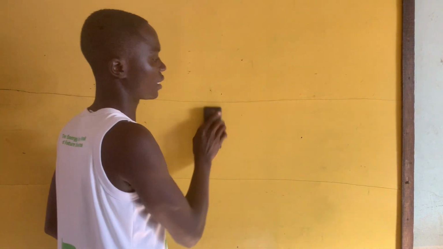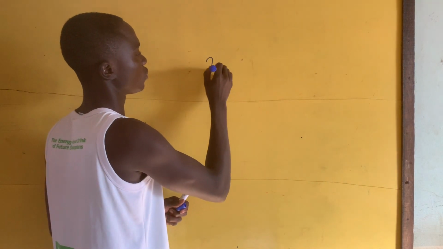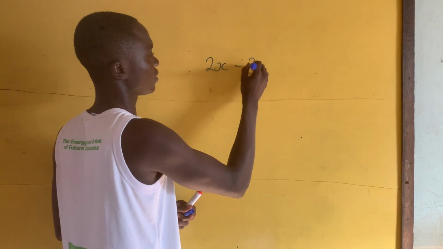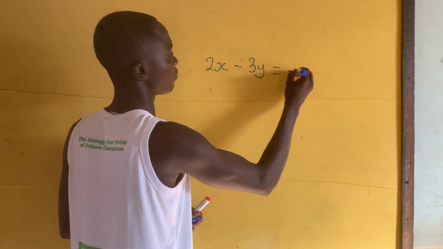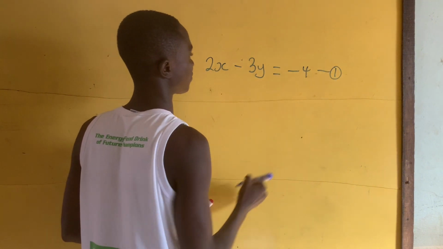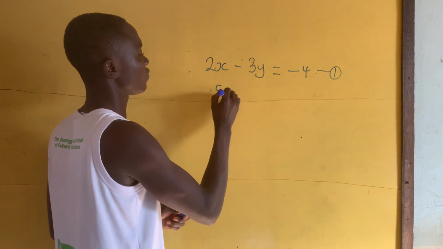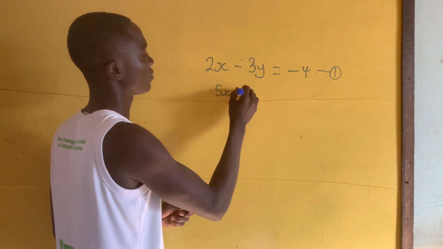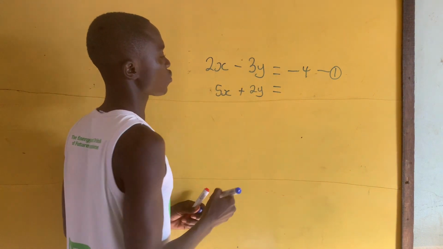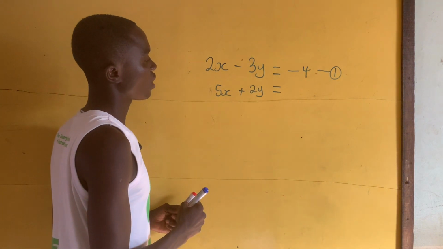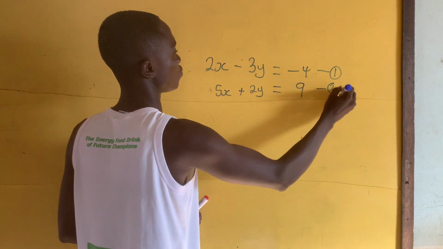Now, what about this one? I have 2x minus 3y equals minus 4, equation 1. And I have 5x plus 2y equals 9 as equation 2.